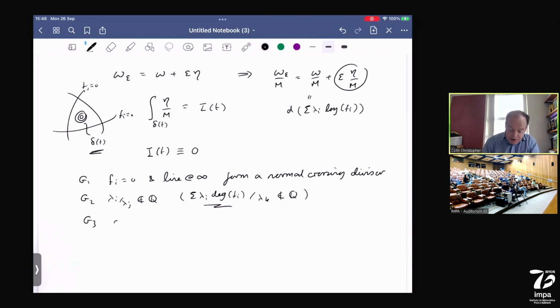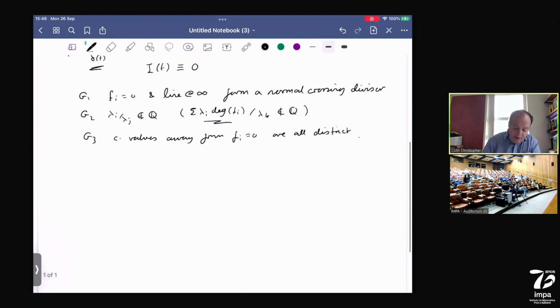And the third condition is that the critical values away from the curves f_i equals 0 are all distinct. So this gives us some control over how when we transport the curves around the vanishing cycle, we have enough control to be able to generate the quantities we want. And as Pavel explained, those quantities are actually integrals around Pochhammer cycles. Okay, so the main theorem is the following.